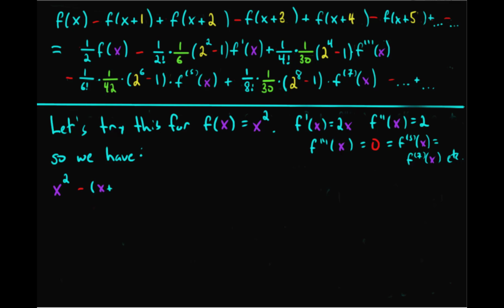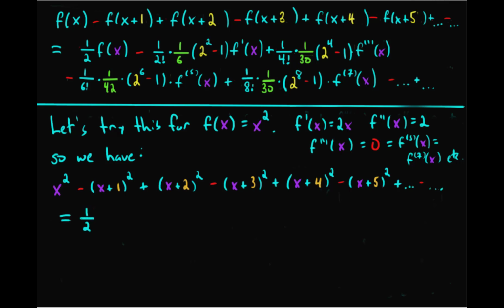So then we have x squared minus the quantity x plus 1 squared plus the quantity x plus 2 squared minus the quantity x plus 3 squared plus x plus 4 squared minus x plus 5 squared plus dot dot dot minus dot dot dot equals 1/2 times f of x, so 1/2 times x squared, minus 1 over 2 factorial times 1/6 times the quantity 2 squared minus 1 times f prime of x, so times 2x, plus 1 over 4 factorial times 1 over 30 times the quantity 2 to the fourth minus 1 times f triple prime of x, which actually just equals 0.